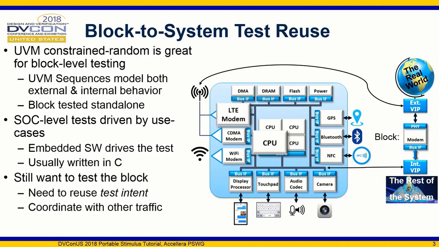We still want to be able to test the block as much as possible as part of the system, so we want to reuse that test intent. But the trick is that we have to coordinate that with other traffic. And we have to do it in a way that's abstract enough that we're not bogged down at the system level trying to say, well, okay, how am I going to actually make sure that the data that went in here came out over here? We have to coordinate stuff with the whole system and have an abstract idea of what it means for this thing to work. And that's what we're really trying to do.